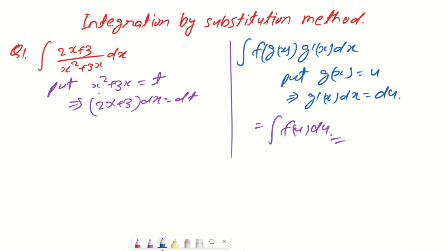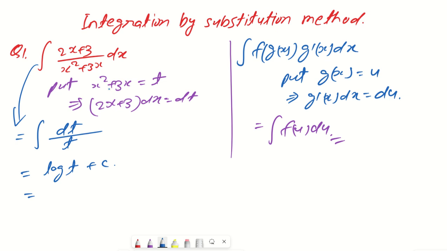Now, by substituting this value in the integration, what are we going to get? From here, (2x plus 3) dx is going to be replaced by dt, divided by t, where t is equal to x square plus 3x, right? Now we know the integration of 1 by t is nothing but log of t plus some constant c, and t can be replaced, so we get log of x square plus 3x plus some constant c. So this is your complete solution.